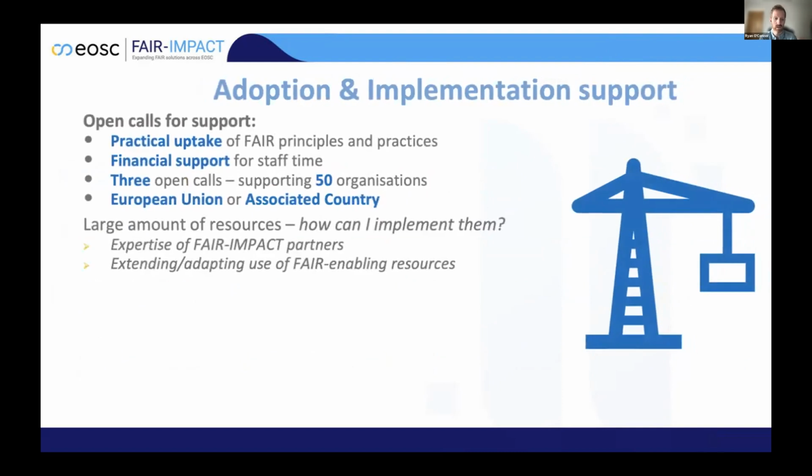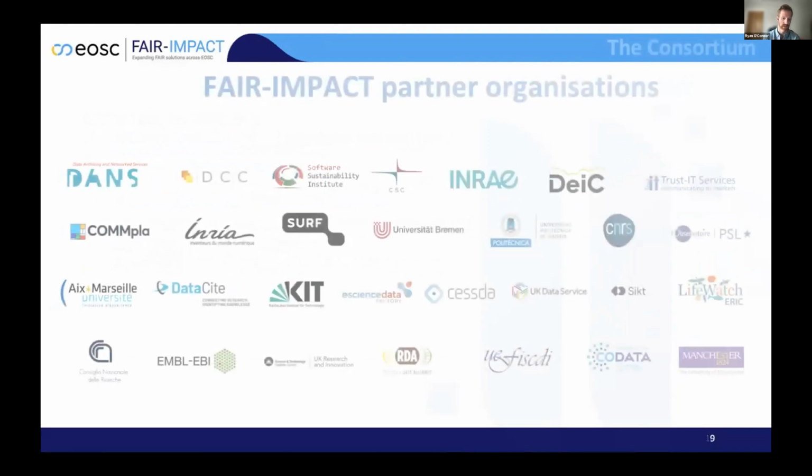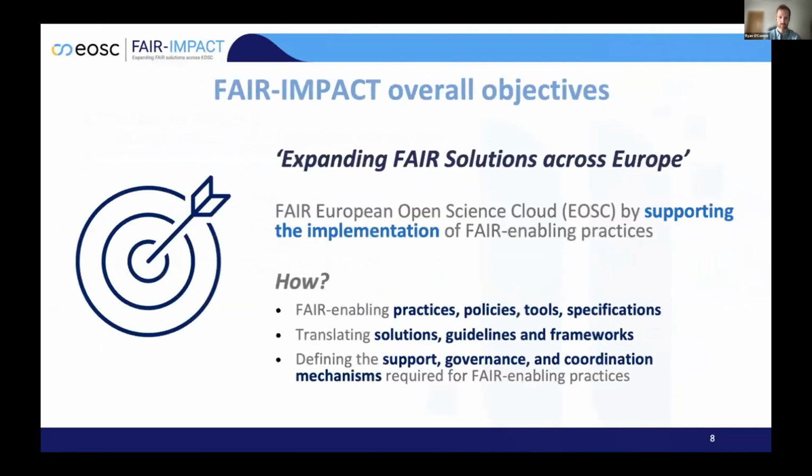So just moving on to look a bit more briefly at the overall objectives of the FAIR Impact project. The full title of the project is Expanding FAIR Solutions Across Europe. So the aim of the project is to realize a FAIR European Open Science Cloud, or EOSC, by supporting the implementation of FAIR enabling practices across different scientific communities and across different research outputs at the European level, but also at national and institutional levels.